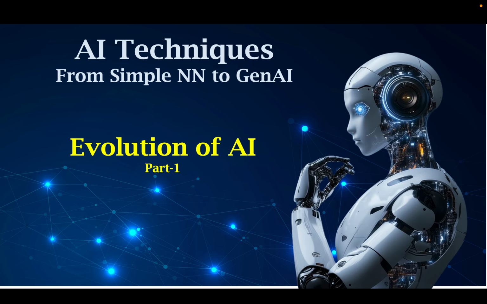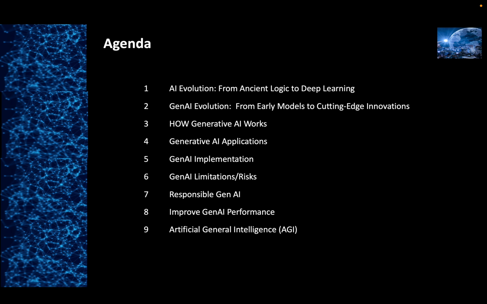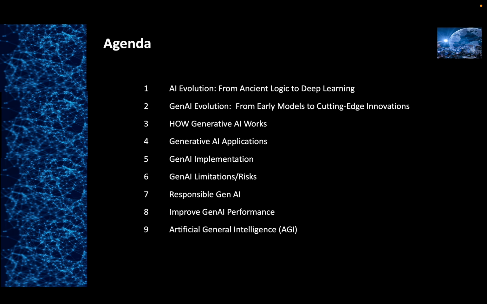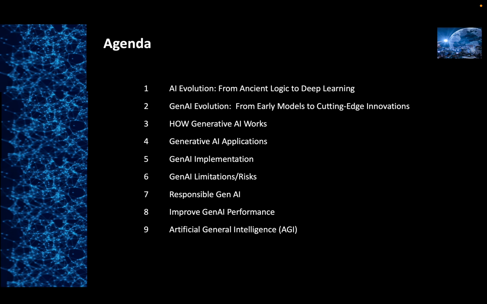This is our part 1 class on evolution of AI. This is part of the entire series, AI techniques from simple neural network to GenAI model. The agenda of this entire series is looking at AI evolution from ancient logic to deep learning. We also will learn GenAI evolution from early models to cutting edge innovations.